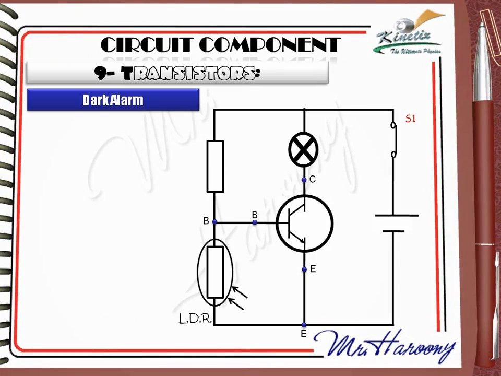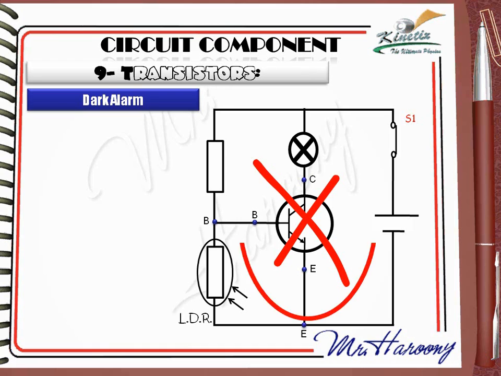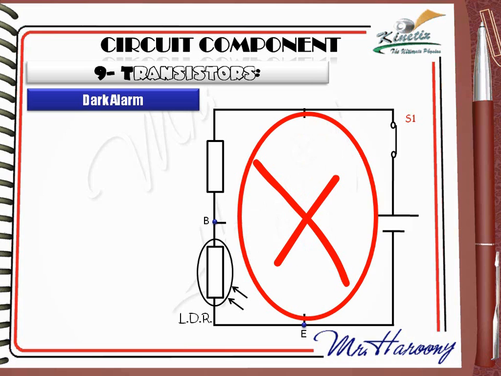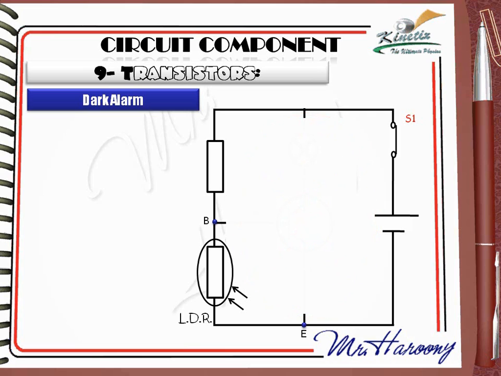Another example is the dark alarm. It will work if it goes dark, the same way that transistor is initially off, so we can neglect this part of the circuit. Note that here we have an LDR instead of the thermistor. When it goes dark, the light intensity decreases and the resistance of the LDR will increase. You may revise the LDR part to remember how it works.